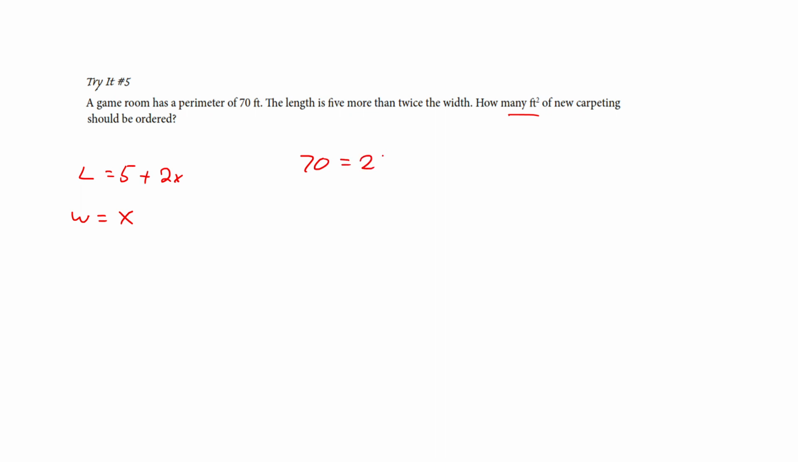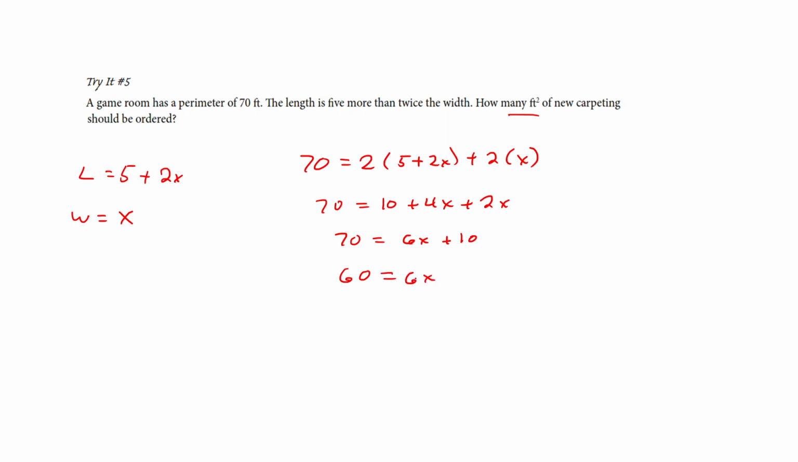70 is 2 lengths plus 2 widths. Now I'm just going to distribute that. Okay, solving for x now. Just subtracting 10 from both sides. Got it down to a factor puzzle, so divide by 6, and I get 10 equals x.